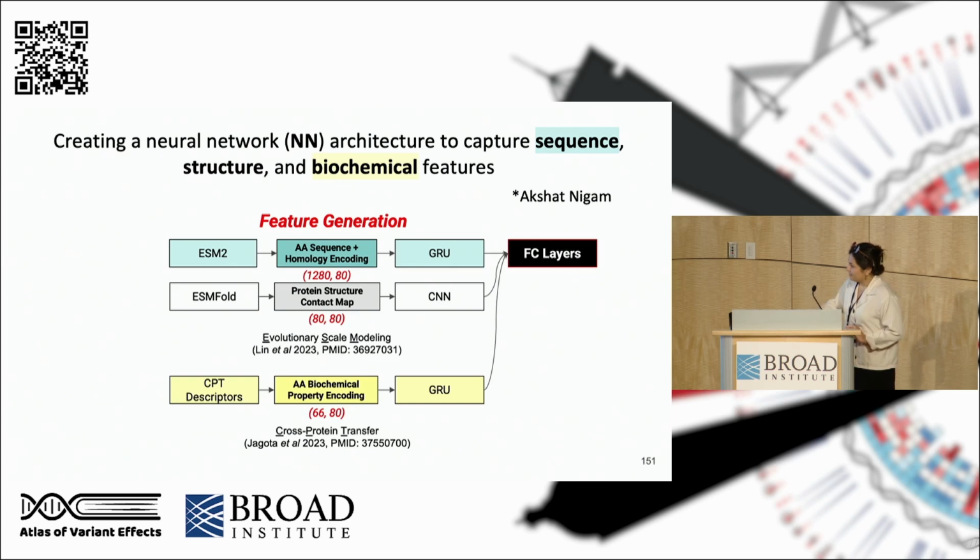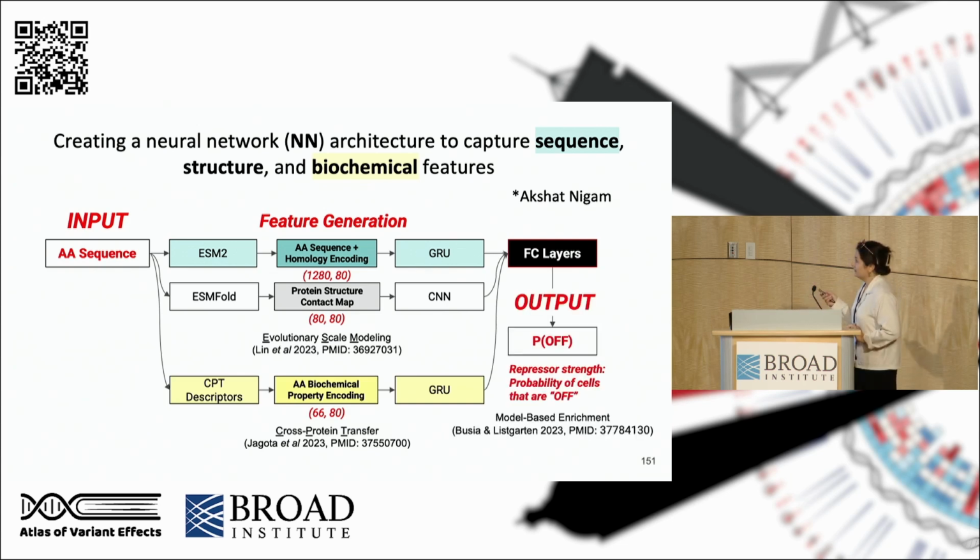And so after combining all of these layers in our model, he performed all of the comparisons and ablation studies that showed that this actually worked best for our training set. What we can now do is we take an input amino acid sequence, which is fed into each of these layers, and basically we get this output, which is a prediction of repressor strength, which he has changed from log off space to this P off value, which is the probability of cells that are off.